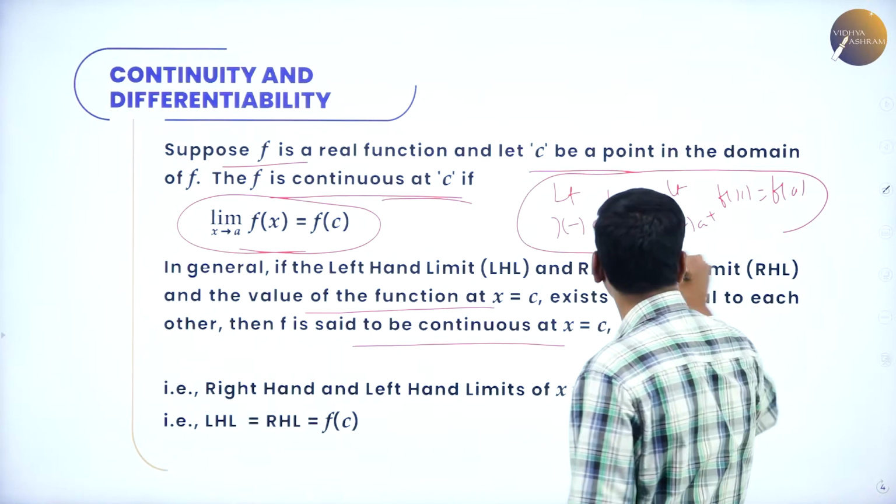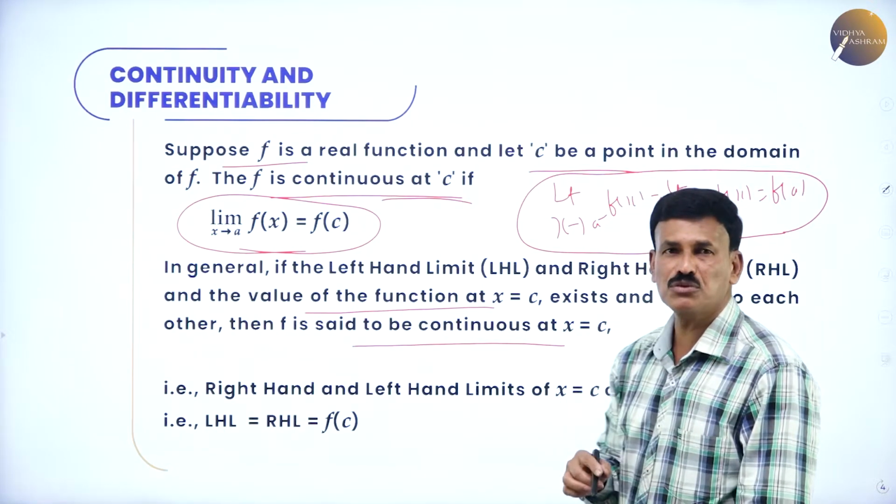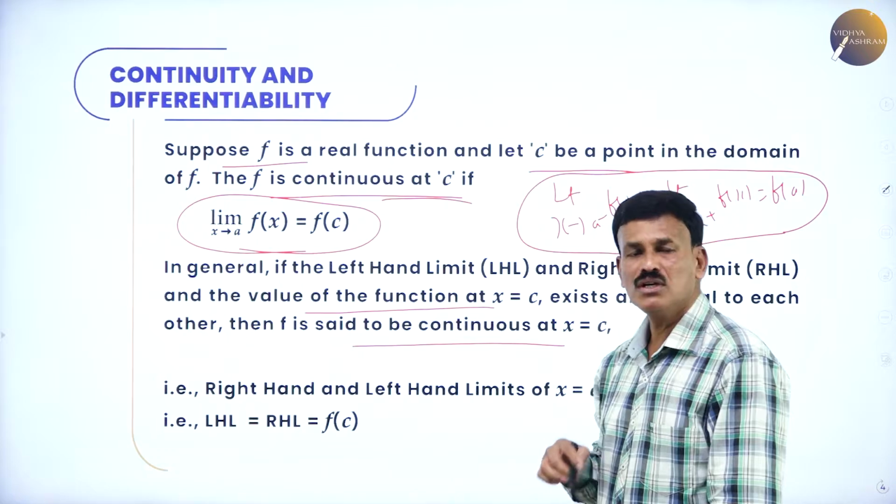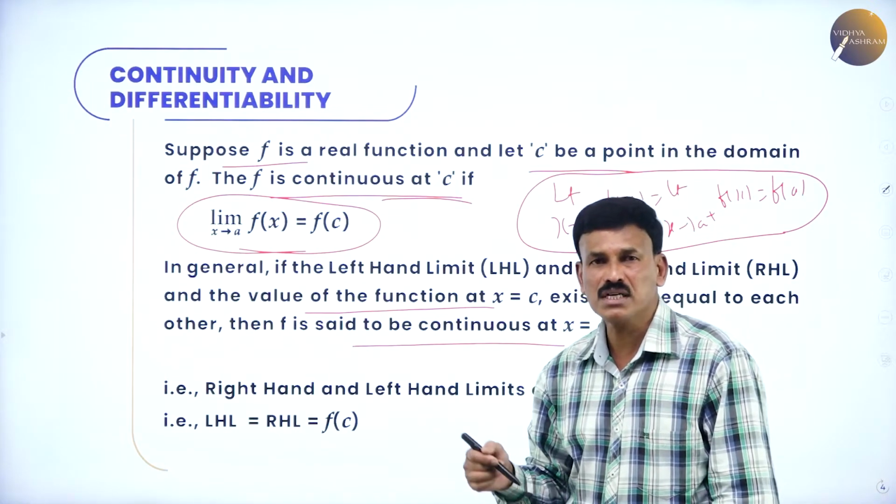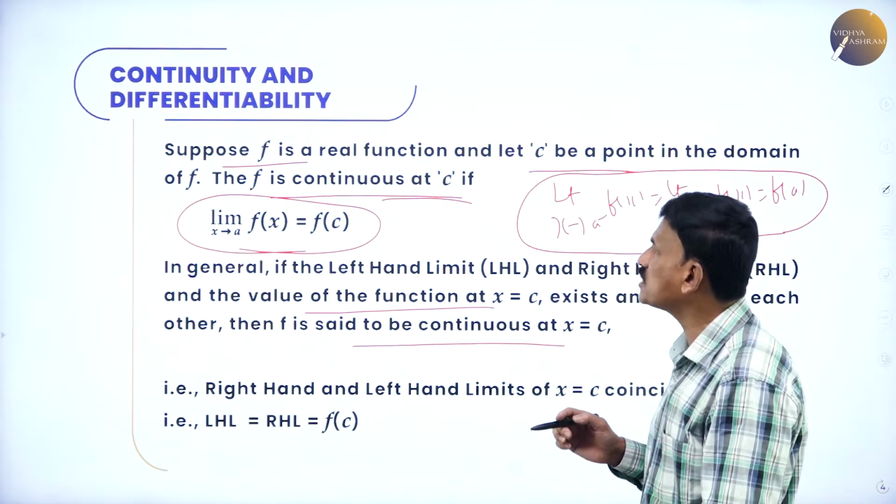If these three are equal, then the function f of x is said to be a continuous function. Otherwise, if not equal, then it is called a discontinuous function, not continuous.